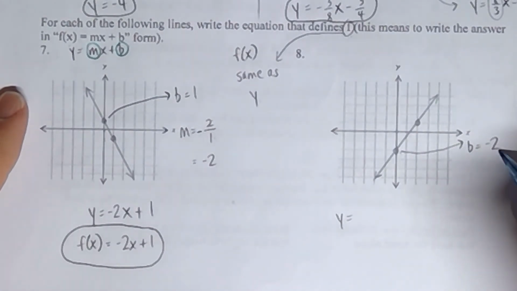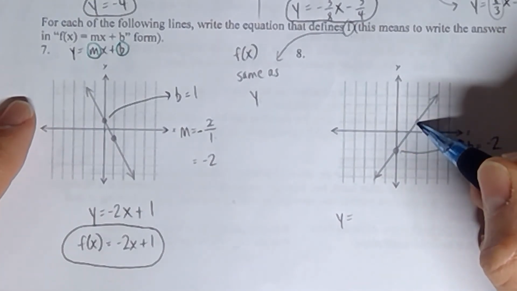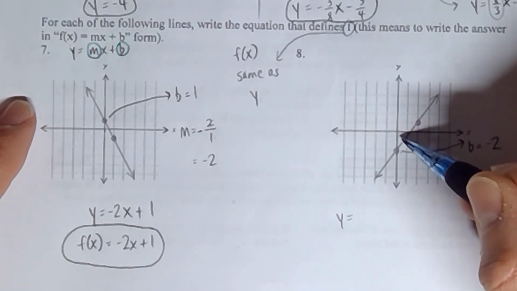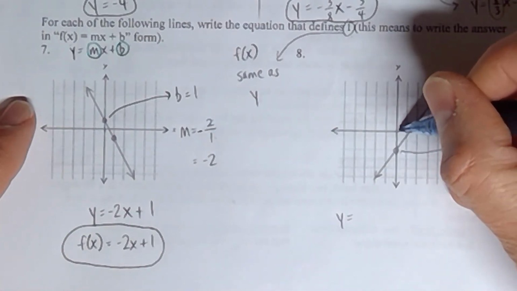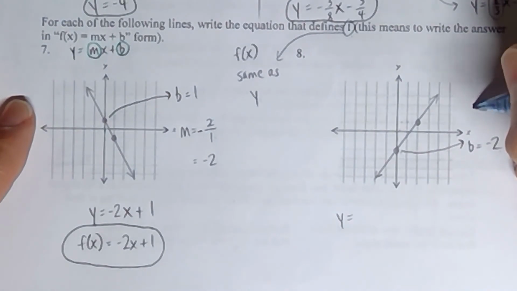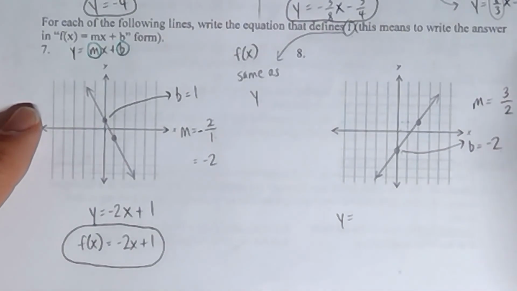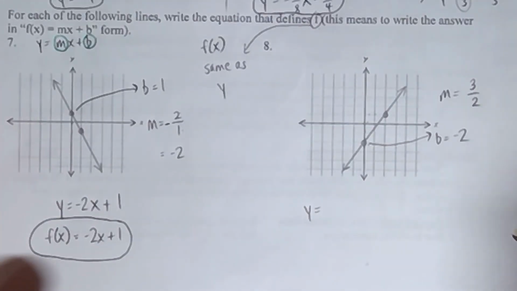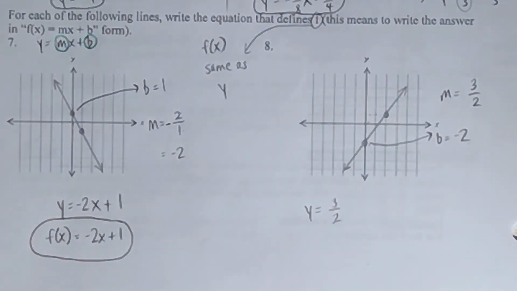We know the b is negative 2. Notice, though, if you have to go up and to the right in order to get from the left point to the right point over here, that's got to be a positive slope. So since I go 1, 2, 3 up, and then 1, 2 to the right, that must mean that the slope is positive 3/2. The 3 for the up part, the 2 for the going to the right part, and then it's positive because we went up and to the right.